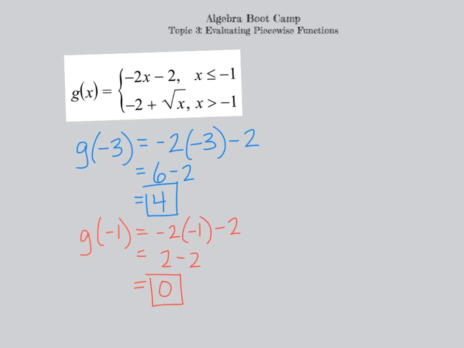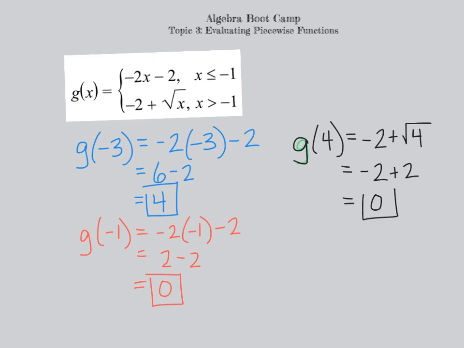Let's do one more. Let's do g of 4. All right, if we plug in 4, where do we plug that in? Well, 4 fits in here. It's greater than -1. Therefore, we're going to plug 4 into this function here. So we'll have -2 plus the square root of 4, which is -2 plus 2, which once again will give us an output of 0.